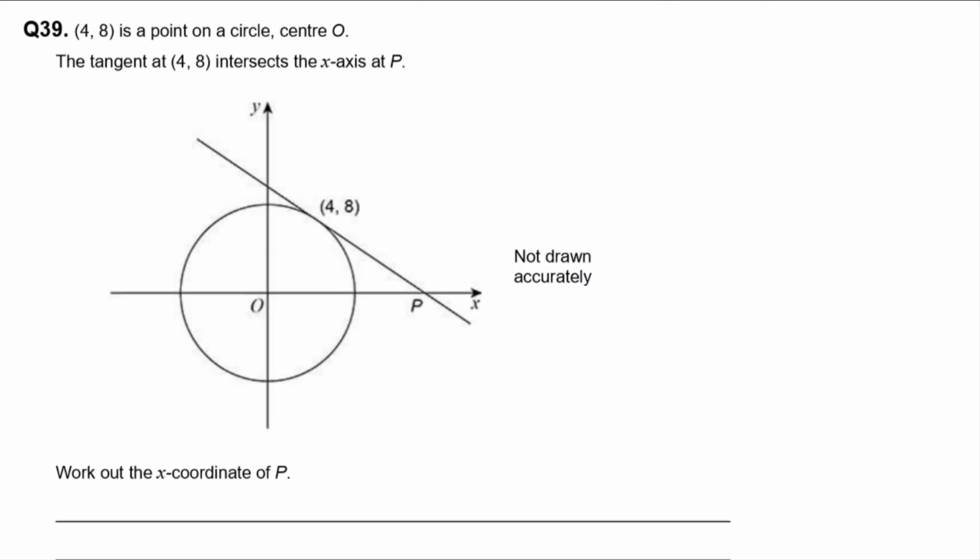Right, question 39. This is a bit more interesting. We've got a circle thrown in for good measure here. (4, 8) is a point on the circle centre 0. That's that point up there, look. The tangent at (4, 8) intersects the x-axis at P. Work out the x-coordinate of P. Okay. So what we're going to have to do here is find the equation of the tangent, and then work out the value of P. Because we know the y-coordinate is going to be 0, isn't it? Because it lies on the x-axis. So if we find the equation, we sub 0 in for y, we should find the value of x, and then we've got our coordinate.